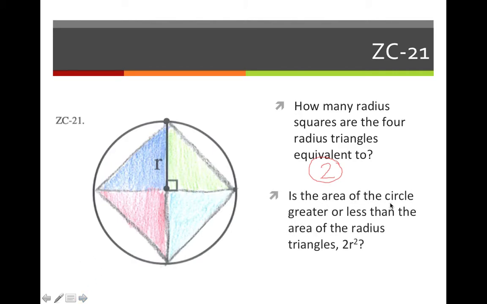Is the area of the circle greater than or less than the area of the radius triangles, 2r squared? This time, you should have said greater than, since all of the triangles fit inside the circle and there is extra space.